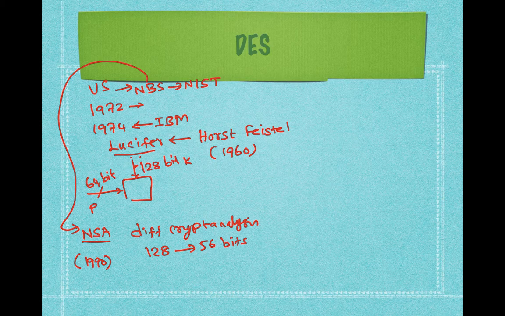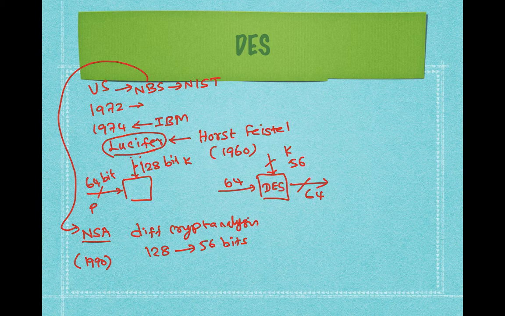So God only knows why they wanted to change it to 56 bit. Finally they took the Lucifer, they kept the input size at 64 bit. However, they changed the key size from 128 to just 56 bits. Of course, your output is going to be 64 bits. Then they changed the name of this algorithm from Lucifer to Digital Encryption Standard. That's how DES was born.